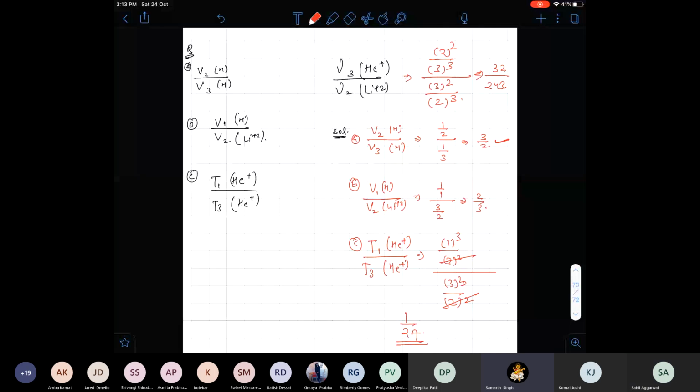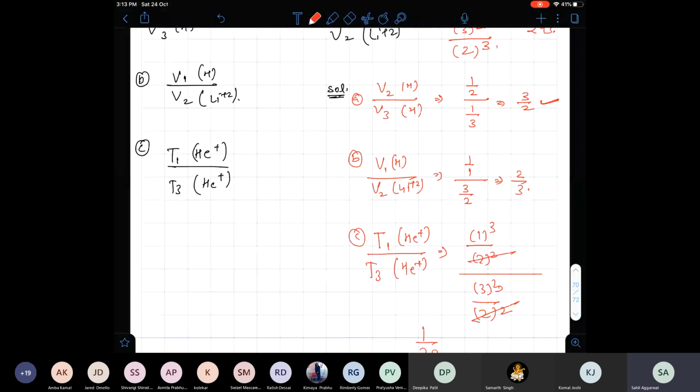Sir, what about Li plus? Li plus would have 2 electrons, so it is not applicable. It is only applicable for single electron species. This theory is applicable only for single electron species. It does not consider the shielding effect. No intervening electrons. Okay.